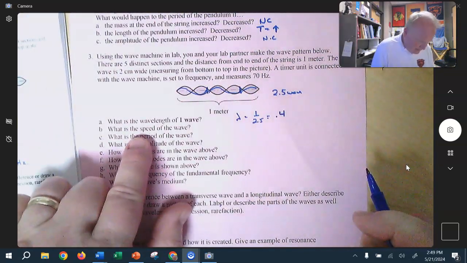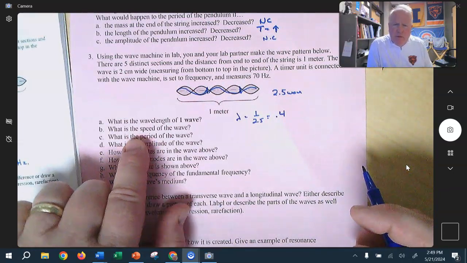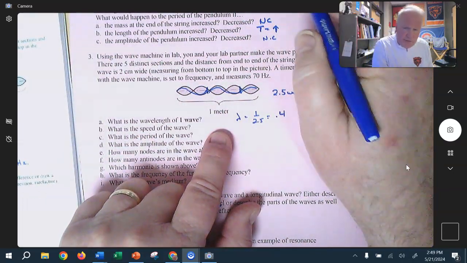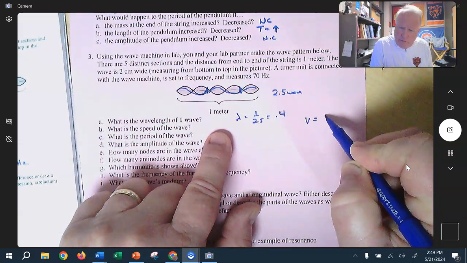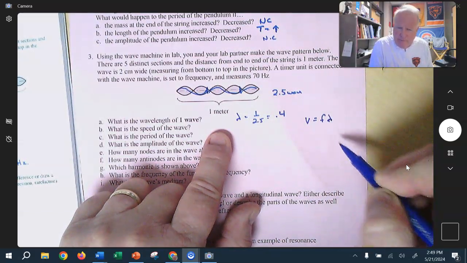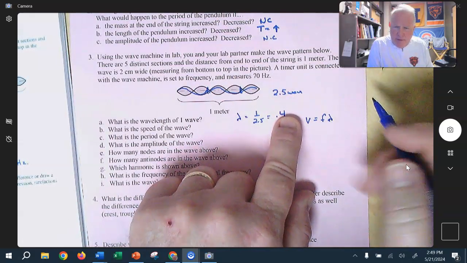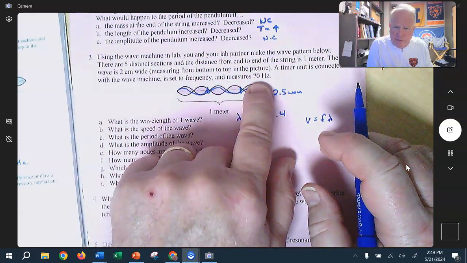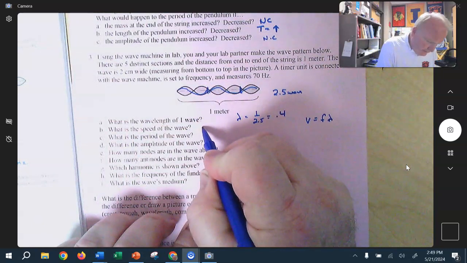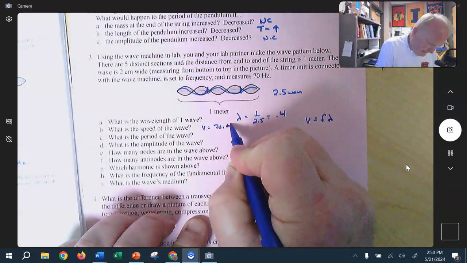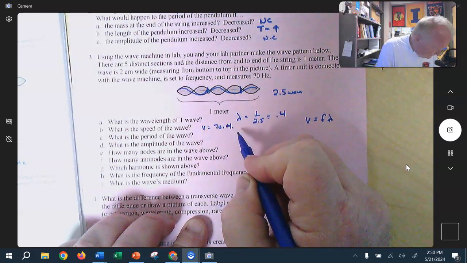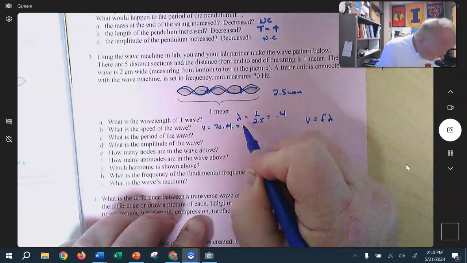All right, what's the speed of the wave? Well, remember, we have one equation outside of the frequency one. That is that the velocity of the wave is equal to the frequency times the wavelength. So we just found the wavelength. They told us that the frequency is 70. And so velocity is equal to 70 times 0.4. Okay, and I get 28.